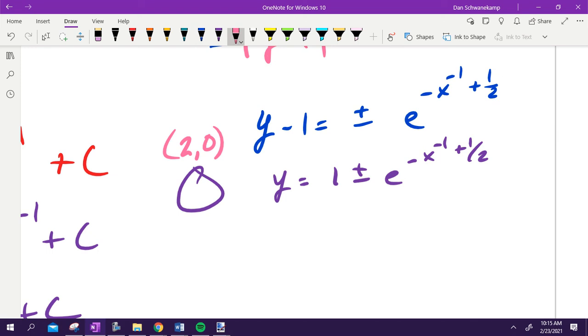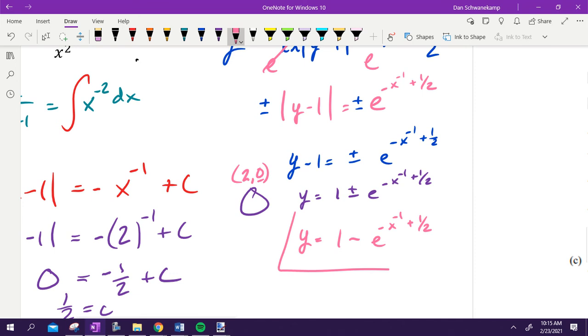Do I want to be 1 plus 1 or 1 minus 1? Minus, because I'm trying to get 0 in the end. So my answer is y equals 1 minus e to the negative x minus 1 plus 1/2. That's my 5th point there.